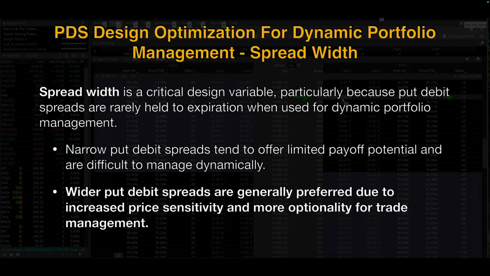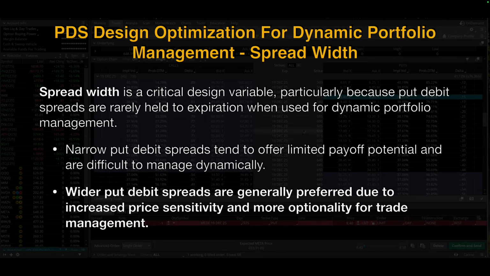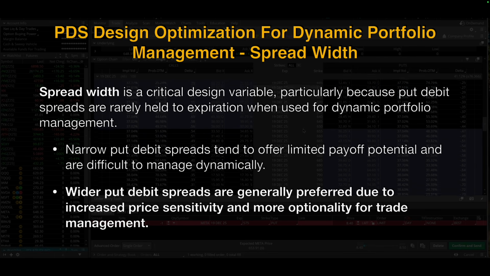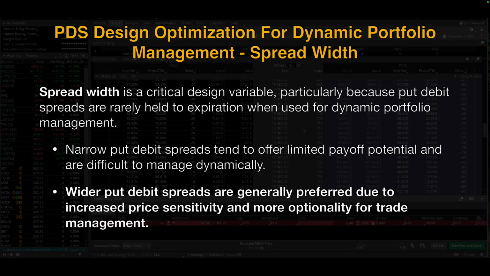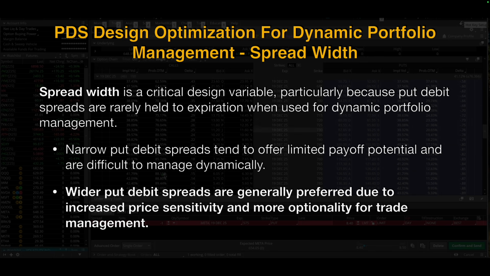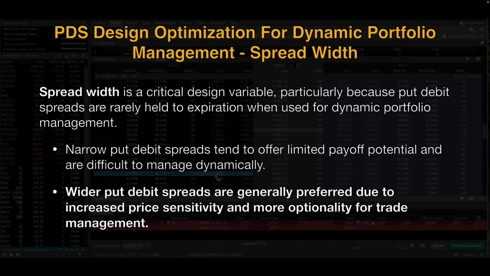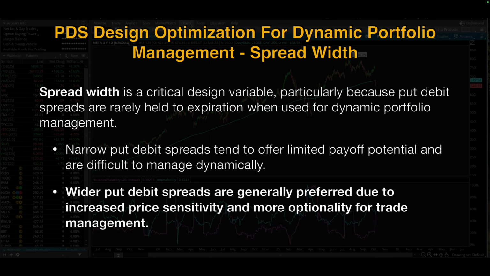Okay, now let's talk about spread width as it relates to put debit spread design optimization. Spread width is a critical design variable, particularly because put debit spreads are rarely held to expiration when used for dynamic portfolio management. And that's because of that negative expectancy. When you put on a put debit spread and that spread becomes profitable, rarely do you want to just sit on that and not actively manage those profits. You want to be actively harvesting gains from those positions. And as a result, you need to have spread width working in your favor.